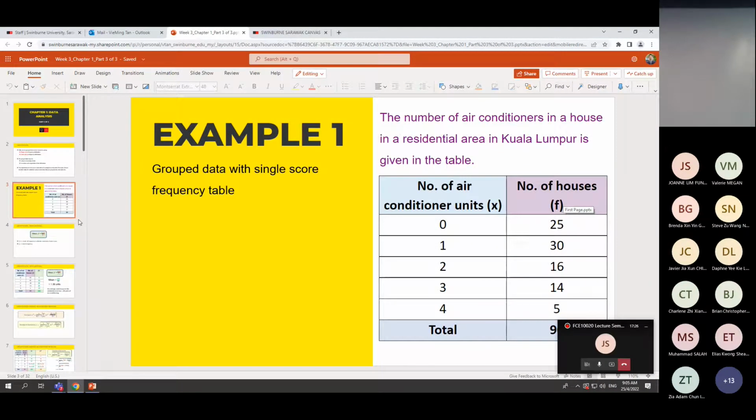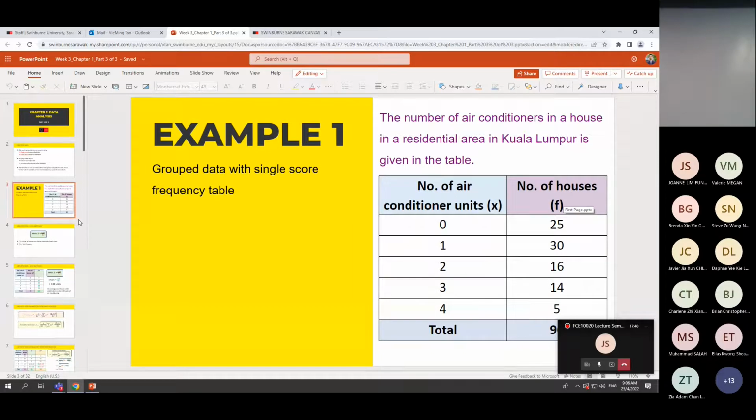So today, for this part, we are going to study how to analyze grouped data. What's the meaning of grouped data here? Grouped data means the data that have been transformed into a frequency table. What's the meaning of frequency table here?